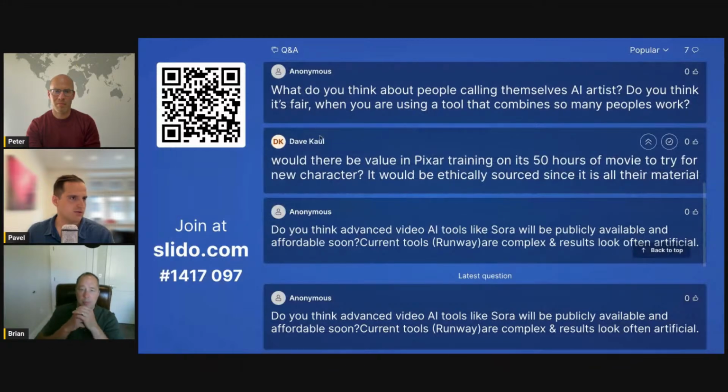I guess we could start with: would there be value in Pixar training on its 50 hours of movie to try for a new character? It would be ethically sourced since it's all their material. 100%, they should be. Look, they are some of the most brilliant artists on earth. They're traditionally trained. They have an incomprehensible amount, having done a tour, of art sitting in drawers. Could they take their art, could they throw it into a proprietary LLM and pound out new ideas? Yes, and they should, and I'm sure they will.